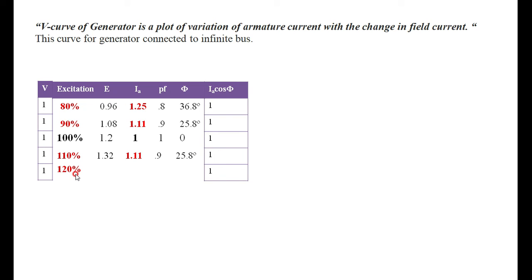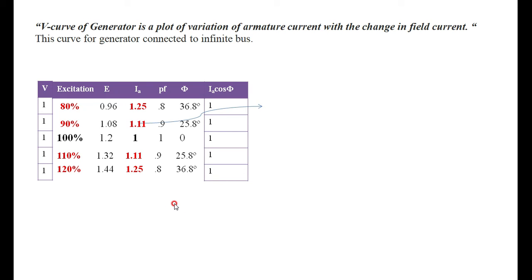Further, I am increasing the excitation to 120%, that is from 110 to 120. Because of the increase in the excitation, the generated voltage is increasing, and the power factor is reducing to 0.8. Then for 0.8 power factor, my armature current will be 1.25. Therefore, phi is increased to 36.8. These are the observations I am getting here from the table.